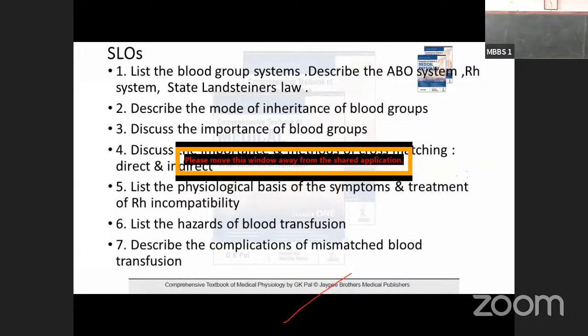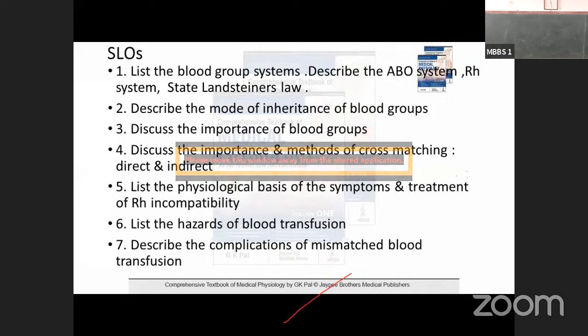Landsteiner's law is important. Short note on the Landsteiner's law, or for the brief question, it may ask, state the Landsteiner's law. Then describe the mode of inheritance of the blood groups. Discuss the importance of the blood groups. Discuss the importance and methods of cross-matching, direct and indirect.